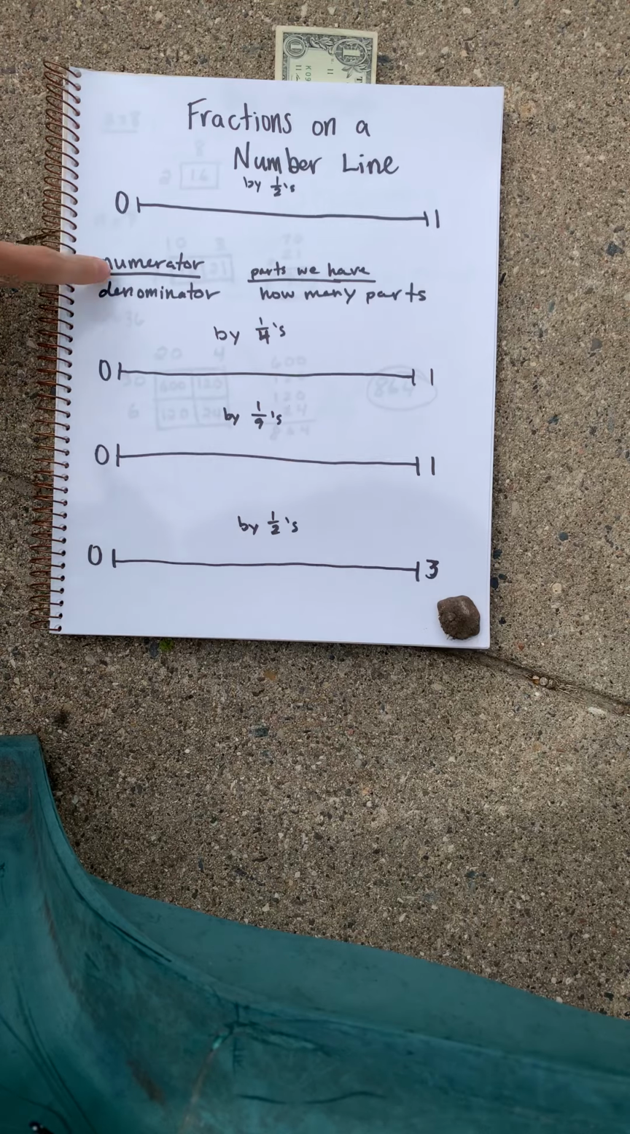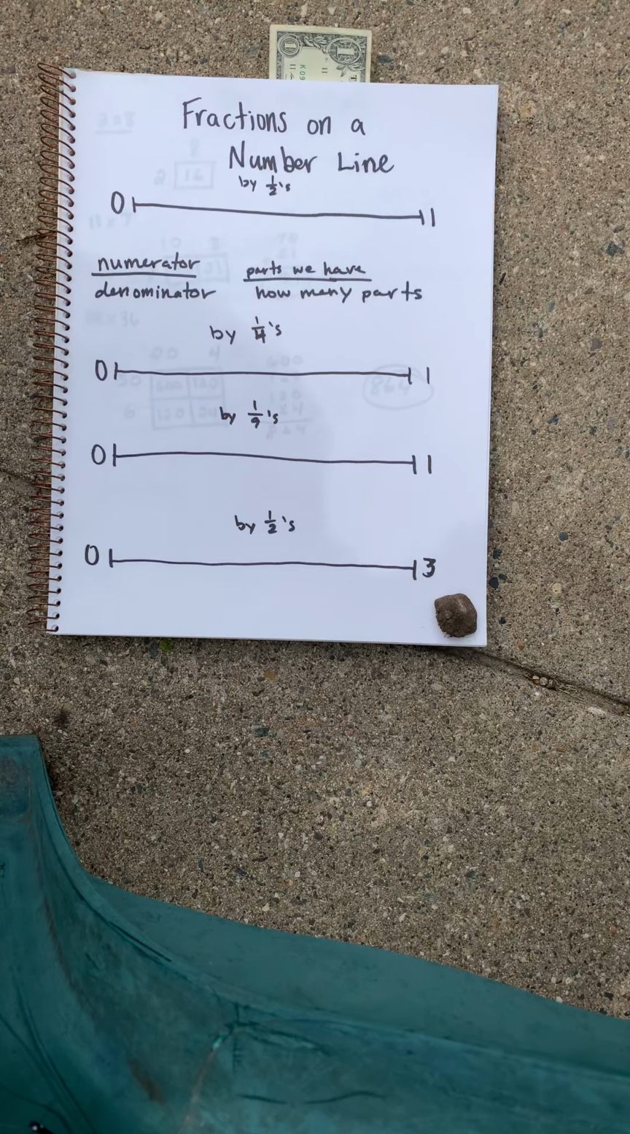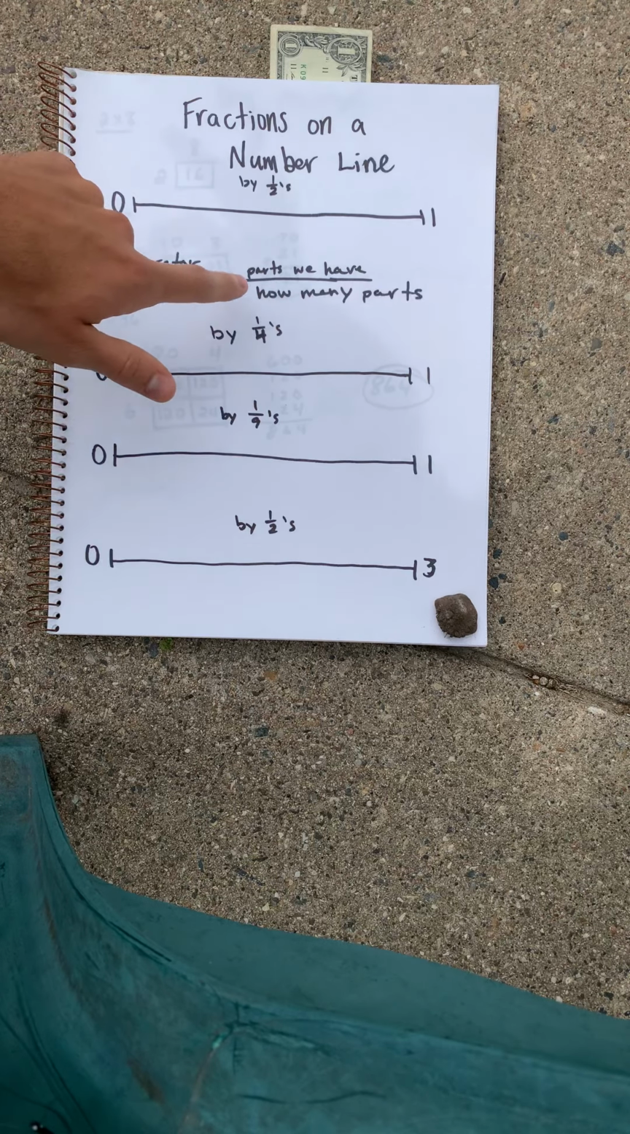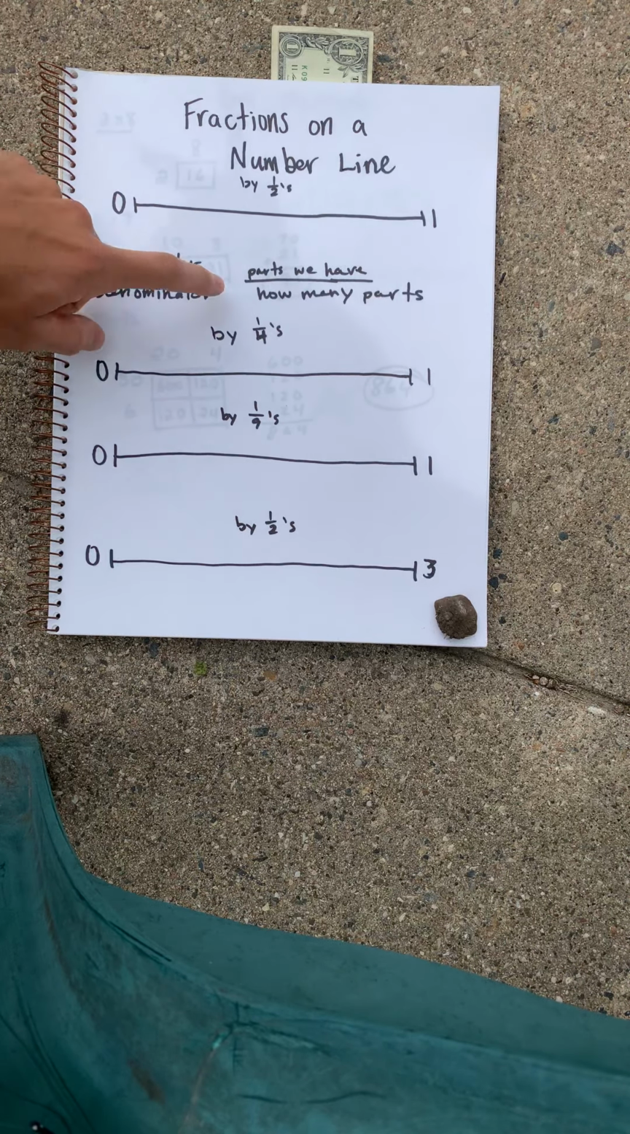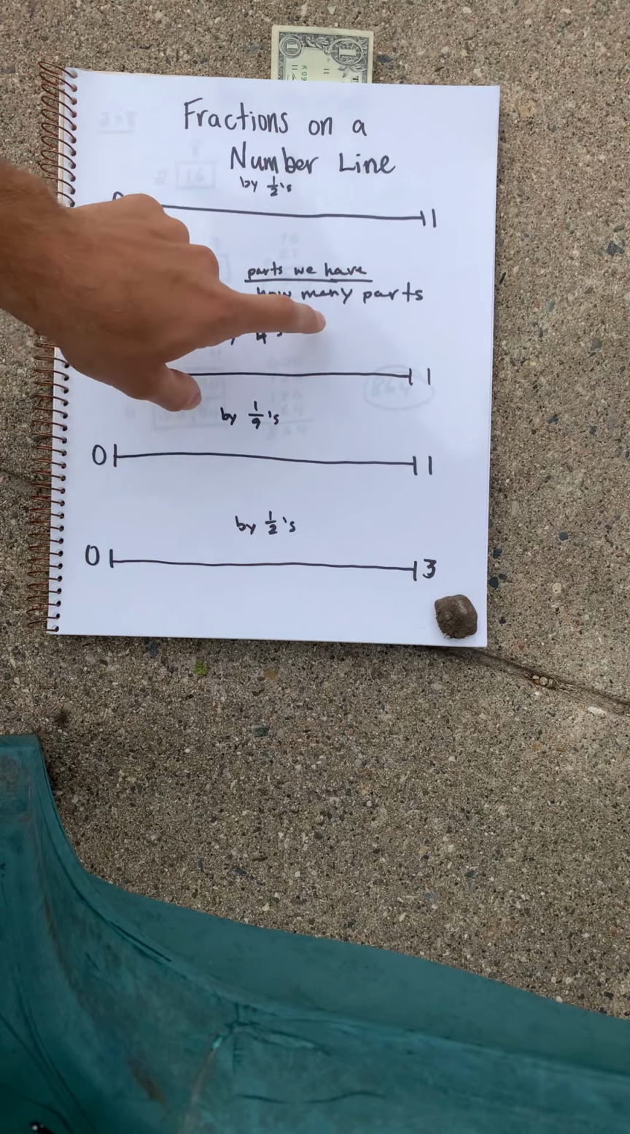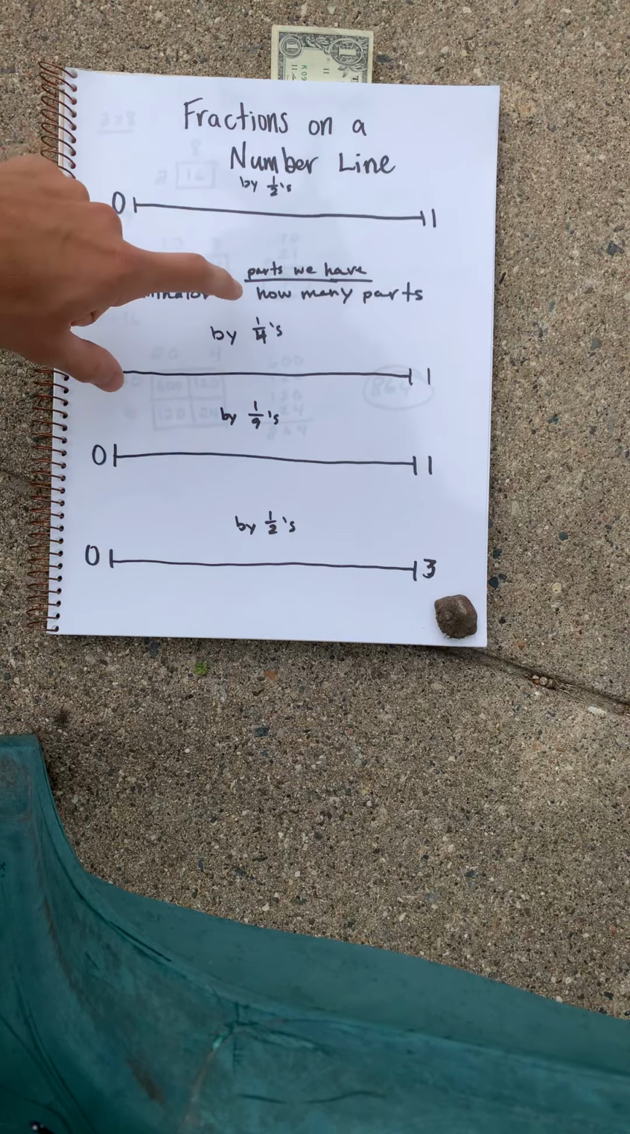The first thing I want to refresh on is our numerator and our denominator. If we remember, our numerator is our number on top. Numerator, number on top. And this is how many parts we have. That's going to be important today. Our denominator is how many parts there are total. And that's going to be even more important today.